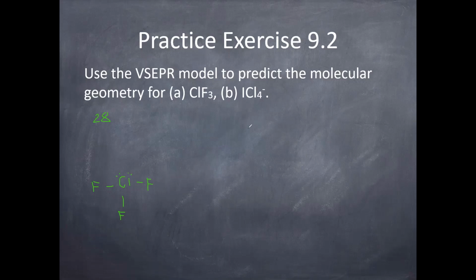And then with the final one, ICl4-, we're going to have 5 halogens. So we should have 35 electrons. But since we've got a negative charge, we're going to have the 36. And then with it, we're going to have 4 bonded atoms for the 4 chlorine.